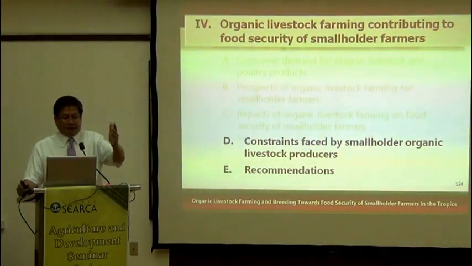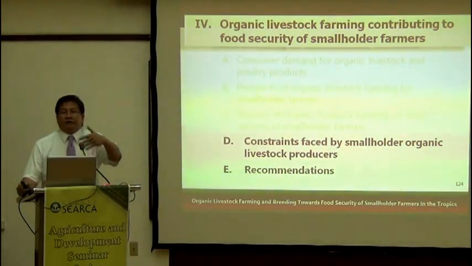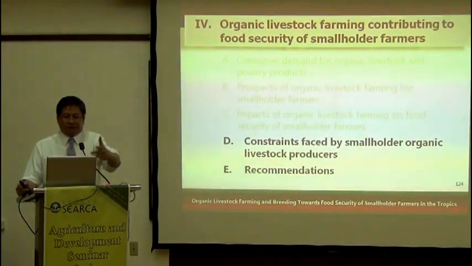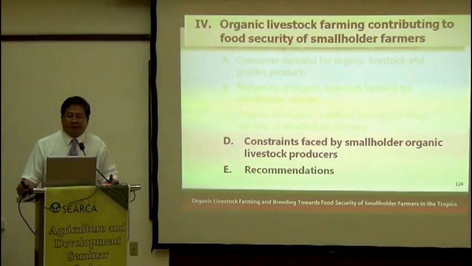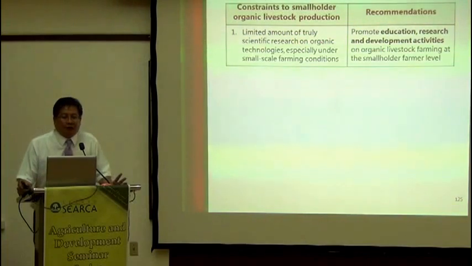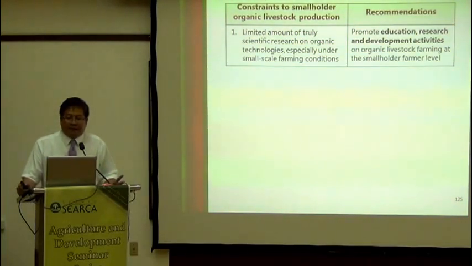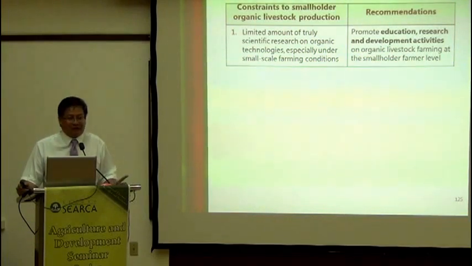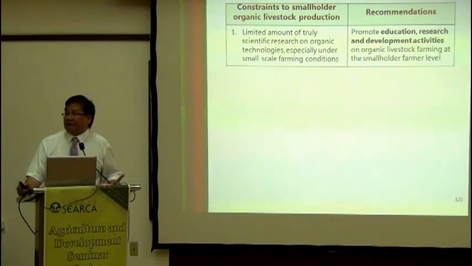The last part is actually where I'd like to combine both. I would like to end with recommendations in relation to the constraints faced by smallholder organic livestock producers. And I have lined up only four. So, one, the constraint is basically the limited amount of truly scientific research. Emphasis on the word truly. Truly scientific research on organic technology, especially under small-scale farming conditions. Recommendation? We promote education, research, and development activities on organic livestock farming at the smallholder farm level.